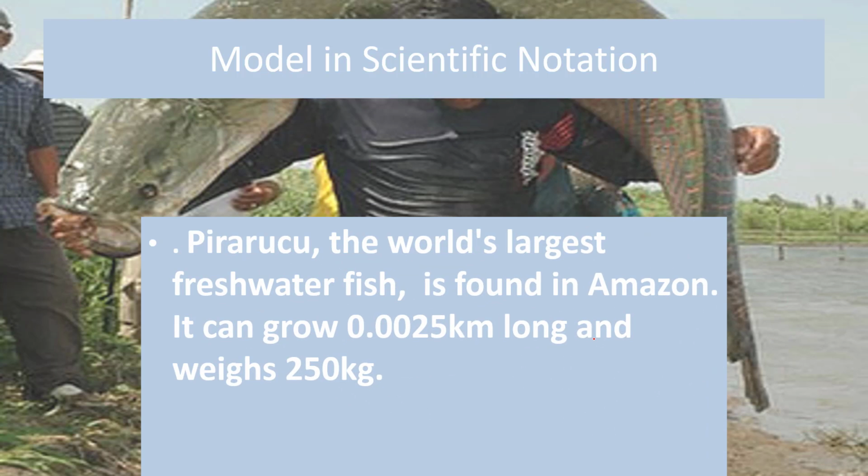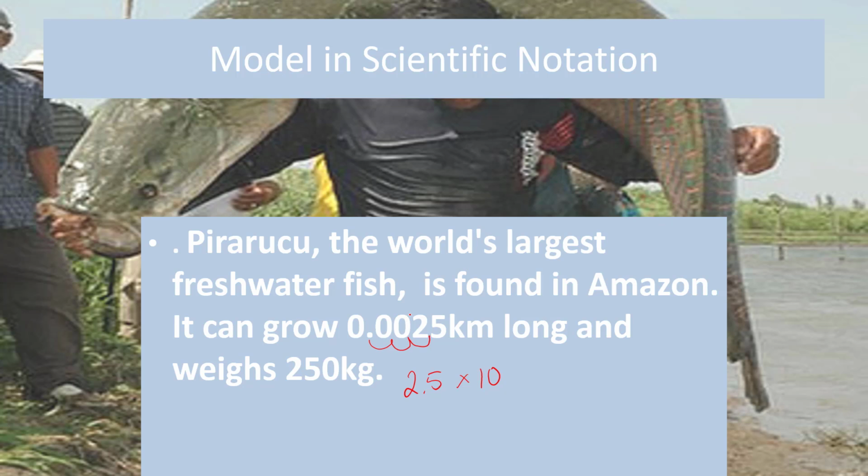Here's a little bit of a smaller number. All right, this is the world's largest freshwater fish. It's found in the Amazon. It can grow to 0.0025 kilometers long and weighs 250 kilograms. I want us to write the 0.0025 kilometers in scientific notation. So I'm going to be moving the decimal 1, 2, 3 units to the right to get the value 2.5 times 10.